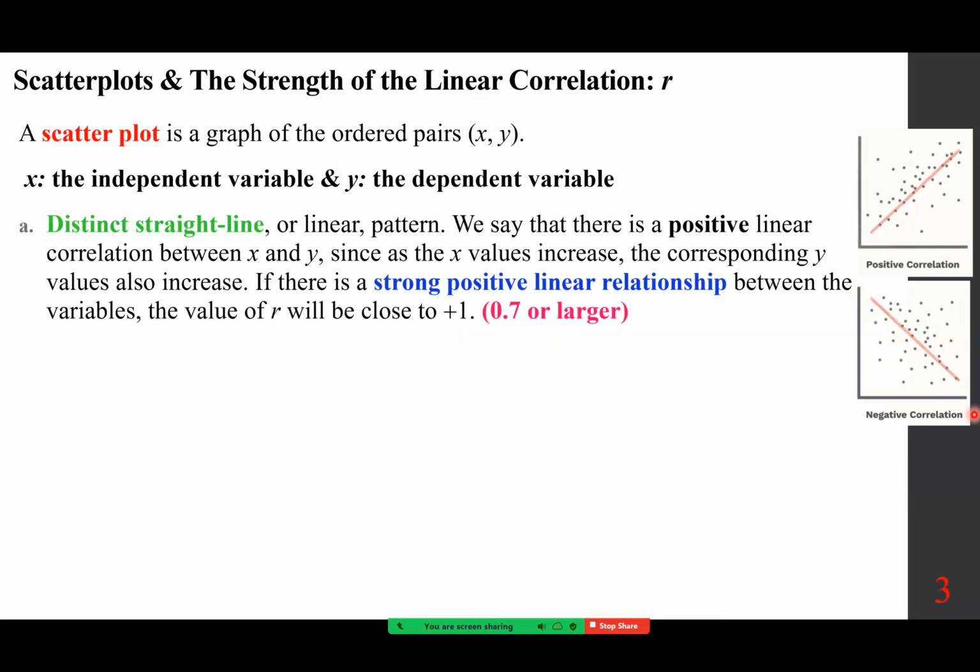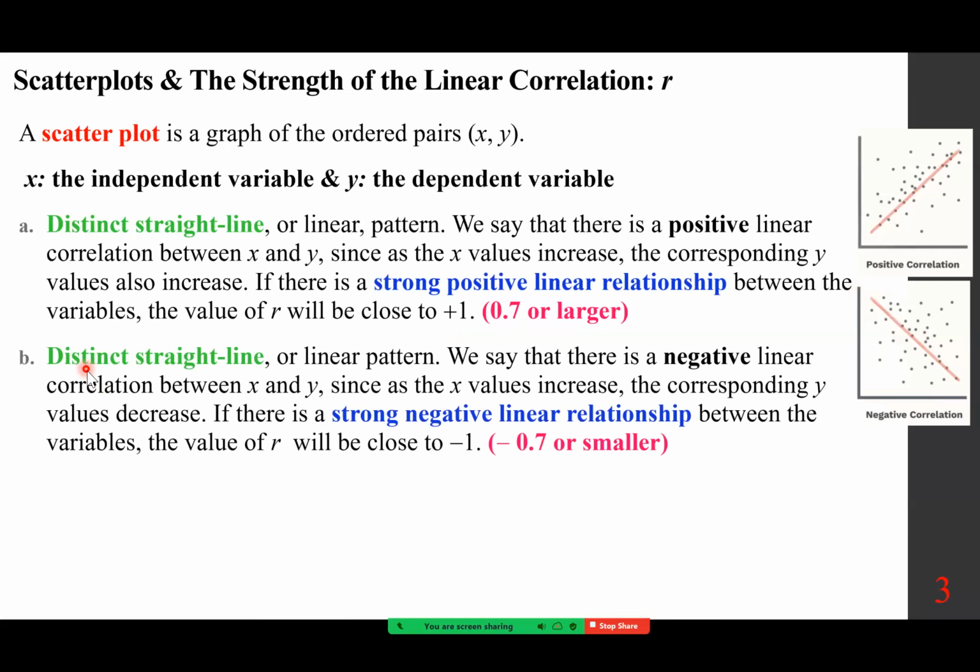Negative correlation. Can somebody read this, please? You read B? Yep, B, please. Okay. Distinct straight line or linear pattern. We say that there is a negative correlation between x and y, since as the x values increase, the corresponding y values decrease. If there's a strong negative linear relationship between the variables, the value of r will be close to negative 1, negative 0.7 or smaller.